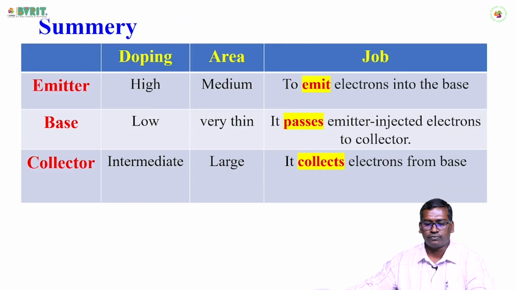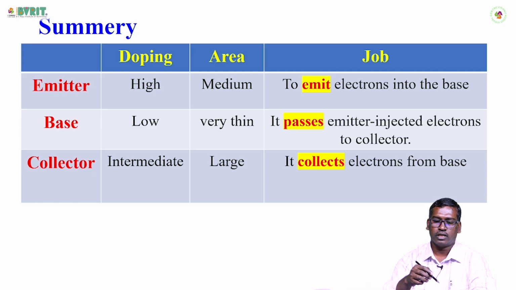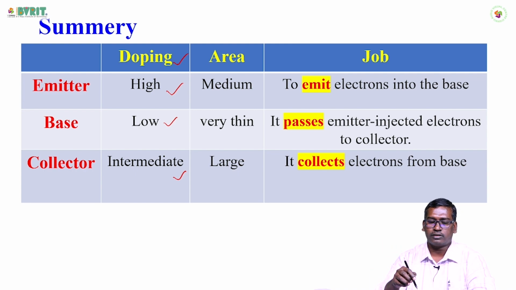If you see the summary of the terminals in terms of doping, the emitter is highly doped in order to emit. The base is lightly doped, just to pass. The collector is intermediately doped. Whereas area wise, the collector area is large. Why? Because it has to collect, it has to store, it has a storage capability. Whereas the emitter is medium and the base is very thin.